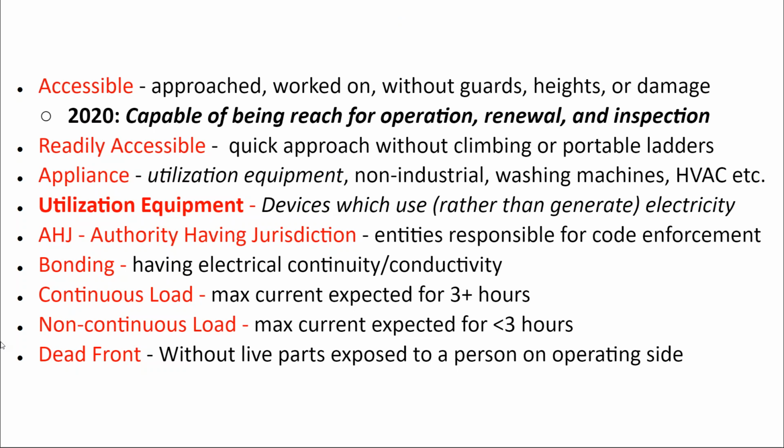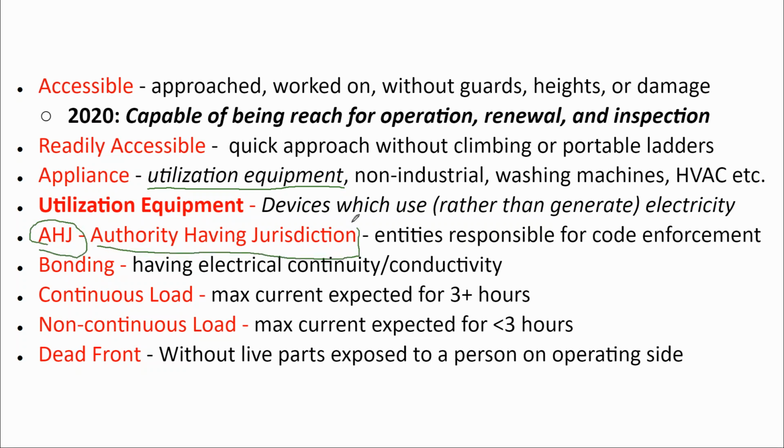This was a term that threw me for a loop when I was looking for special cases and exceptions. It'll say utilization equipment can do this or that. Like, okay, so is utilization equipment utility equipment? Is it power generating? No, utilization equipment is equipment that is being utilized: a load, a device, non-industrial machinery, washing machines, air conditioners, appliances. Generators are not utilization equipment. Solar arrays are not utilization equipment.